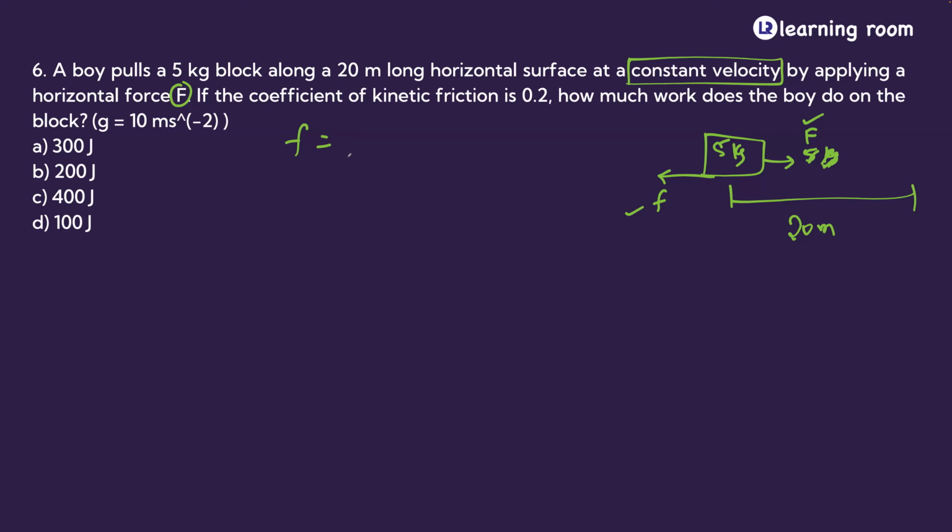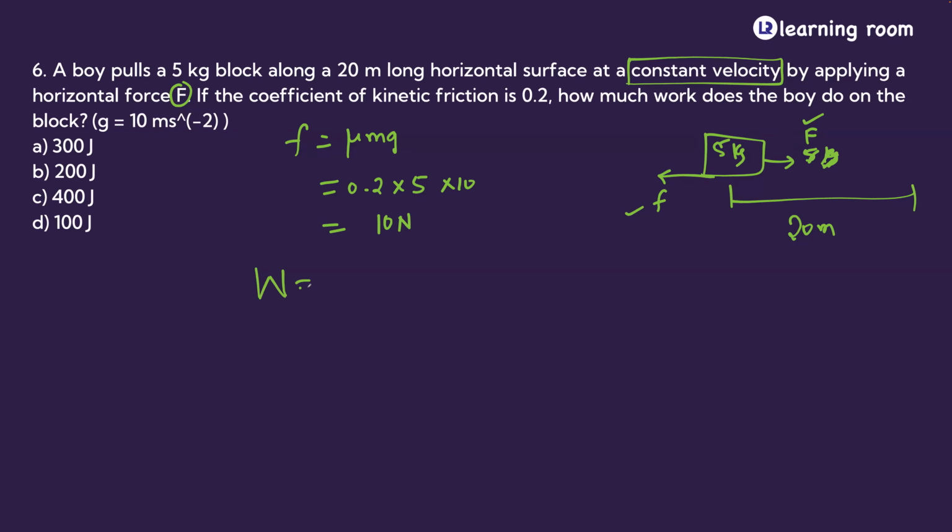So F is equal to mu mg. Mu is how much? 0.2, into mass 5, into 10. So the frictional force is 1 Newton. 10 Newton, sorry. Right, 1 into 10. Yeah, frictional force is 10 Newton.